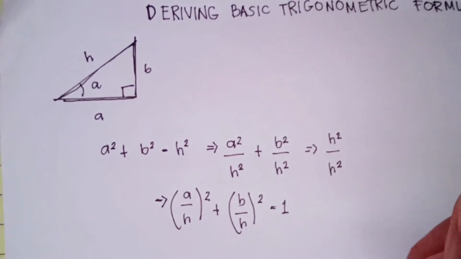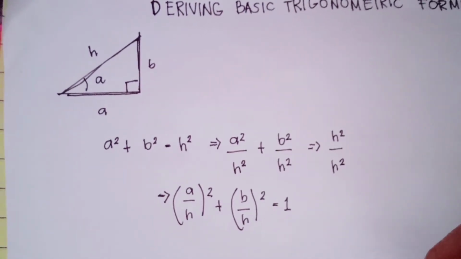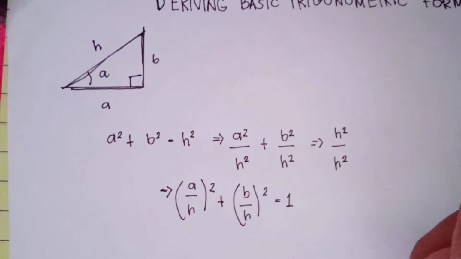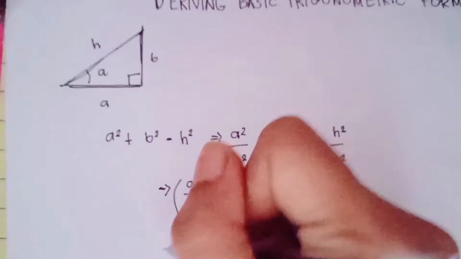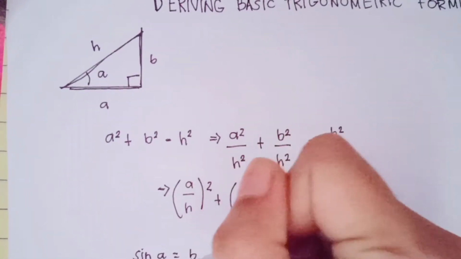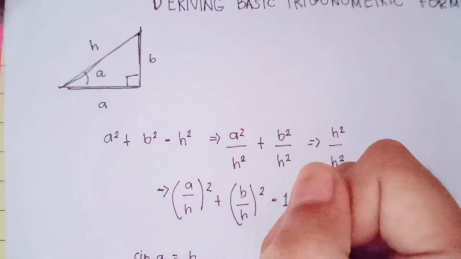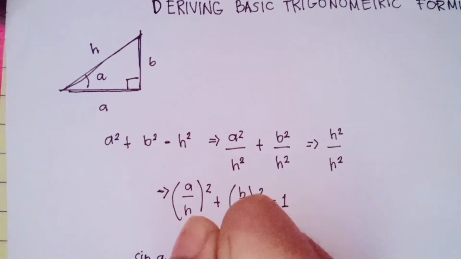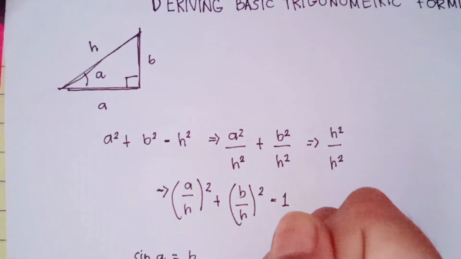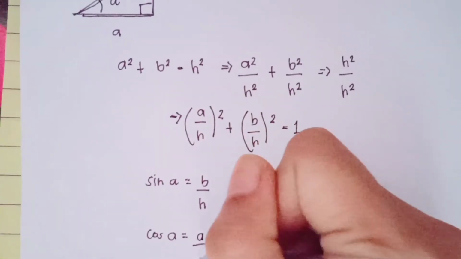Now, let's calculate the trigonometric ratios of our angle alpha. First, remember the sine of an angle is the opposite cathetus divided by the hypotenuse. In our case, sine alpha is B divided by H. Cosine is the adjacent cathetus divided by the hypotenuse, in our case, A over H.